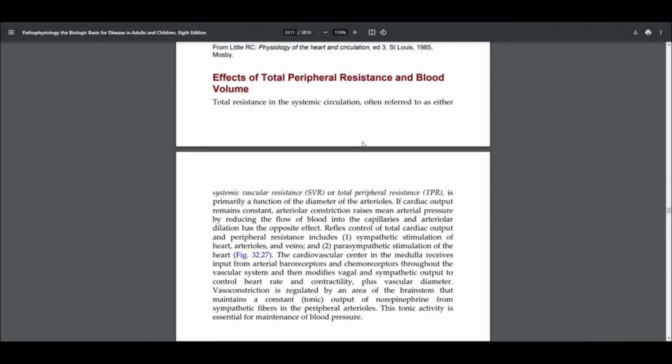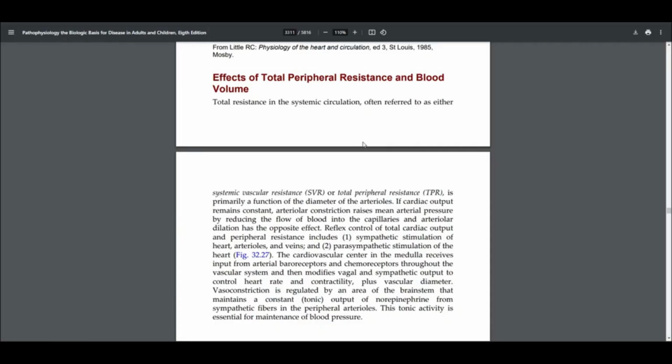The effects of total peripheral resistance and blood volume. Total resistance in the systemic circulation, often referred to as systemic vascular resistance, or SVR, or total peripheral resistance, TPR, is primarily a function of the diameter of the arterioles. If cardiac output remains constant, arteriolar constriction raises mean arterial pressure by reducing the flow of blood into the capillaries, and arteriolar dilation has the opposite effect.